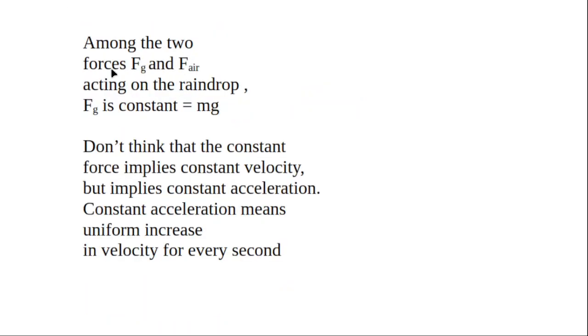Among the two forces, Fg and Fa are acting on the raindrop. Fg, the gravitational force, is constant. Its formula is m into g. g is constant and is called acceleration due to gravity. It is 10 meters per second squared.